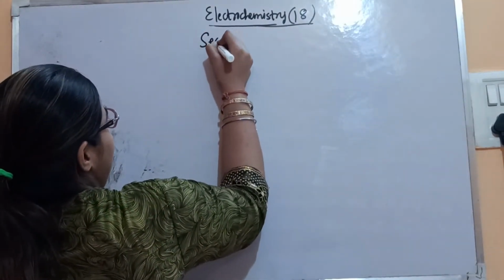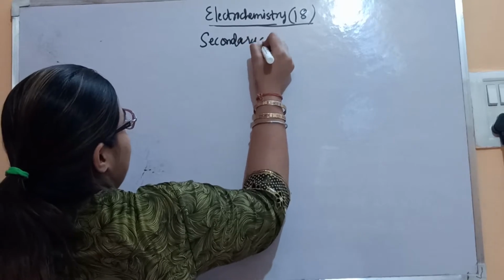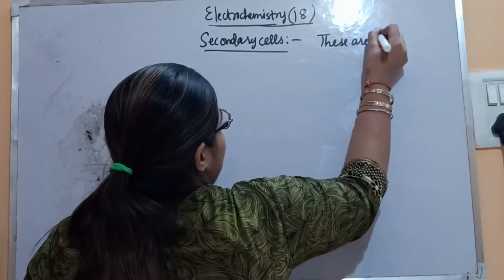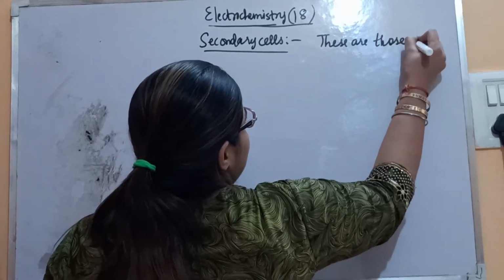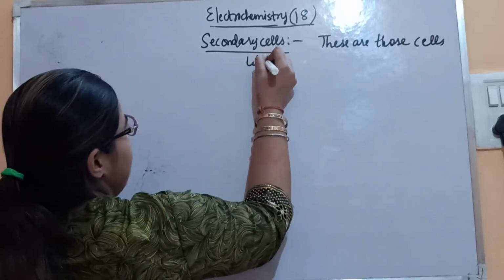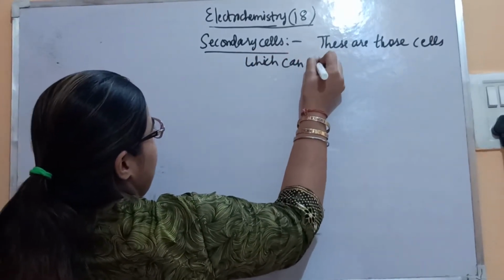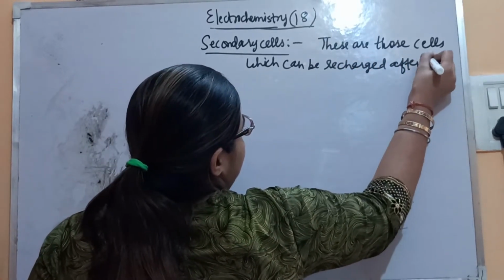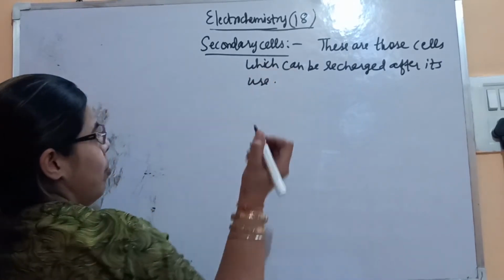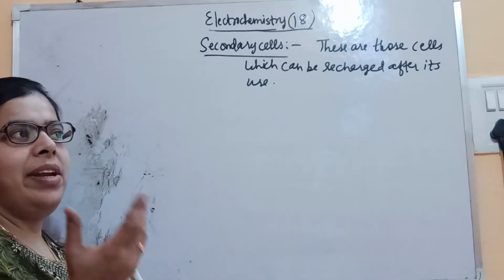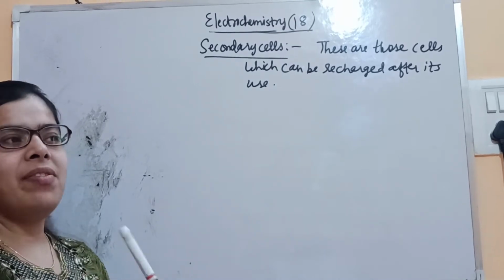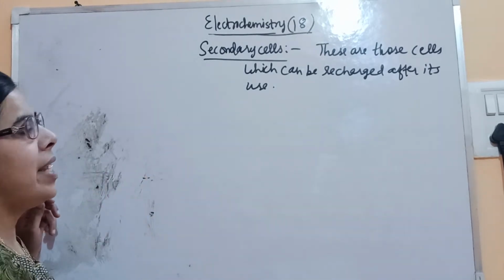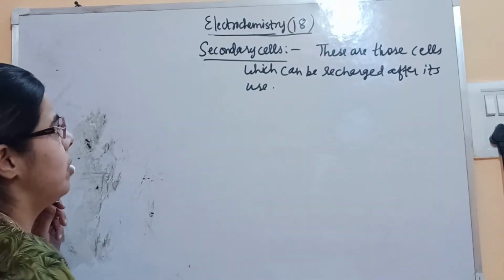Now let's see the second part, secondary cells. These are those cells which can be recharged after use. It means, like the mobile phone that we are charging, or the inverter batteries that we are charging. Whatever is easy to charge, whatever we can recharge. So that is the secondary cell.